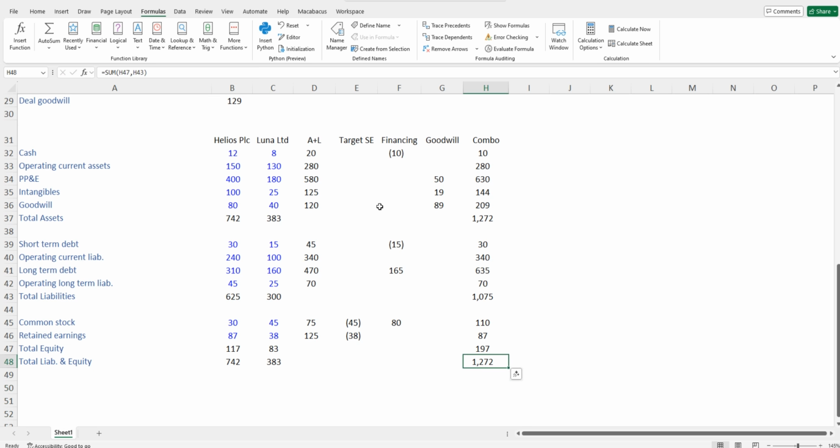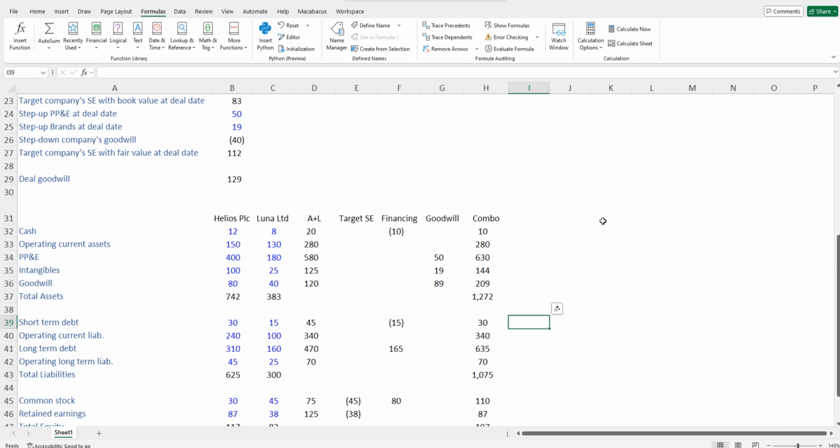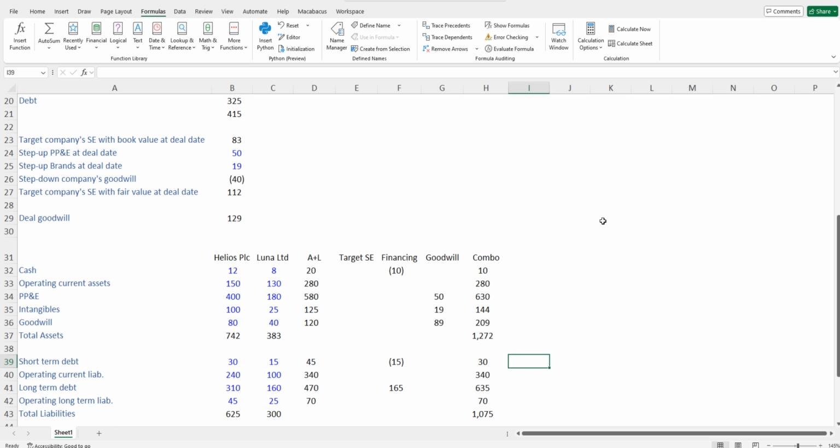At the end, this is what the consolidated balance sheet looks like. We know the total liabilities and equity is 1,272, which is the same as the total assets, which means the balance sheet has balanced. And this is how you consolidate two companies' balance sheets after one company acquires another company.